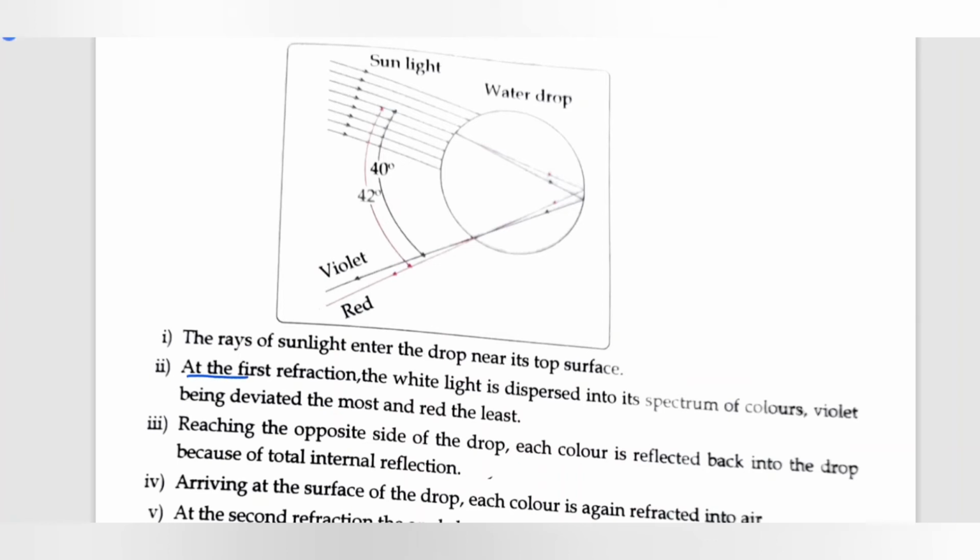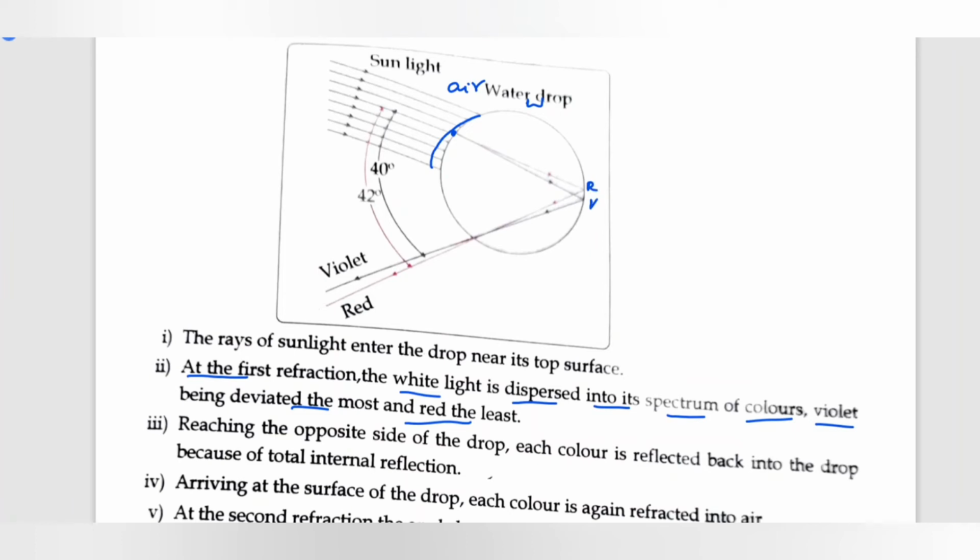At first refraction, the white light is dispersed into its spectrum of colors, violet being deviated the most and red the least. So here at first refraction, the light is entering from air to water. So it is entering from a rarer medium to a denser medium, so refraction takes place. At this refraction, the white light is splitting into 7 colors, with violet deviating the most and red deviating the least.